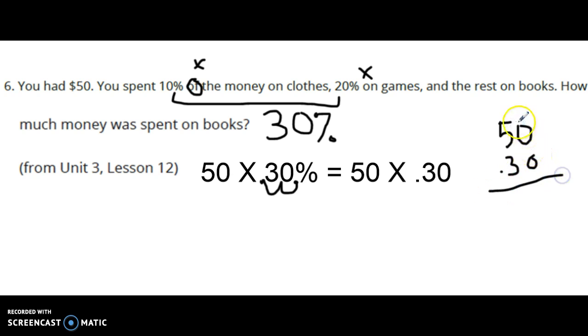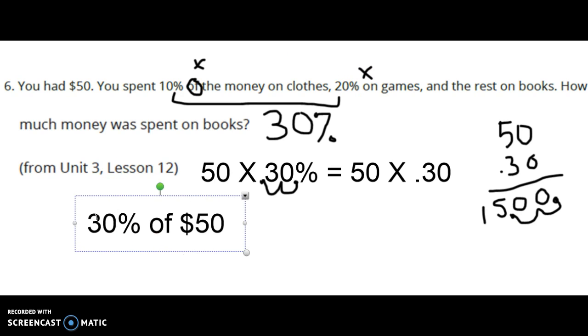Okay, I know that my 0 is going to end up just being 0 all the way across. So I'm going to go ahead and put my placeholder here, 0. Now I start with my 3. 3 times 0 is 0. 3 times 5 is 15. But I have to look back up at my decimal place. It was 2 places over. There's no decimals up here, so I need to only move 2. So I take my original here, I go 1, 2. I know that 30% of 50 is $15. So let's write that here. 30% of $50 equals $15.